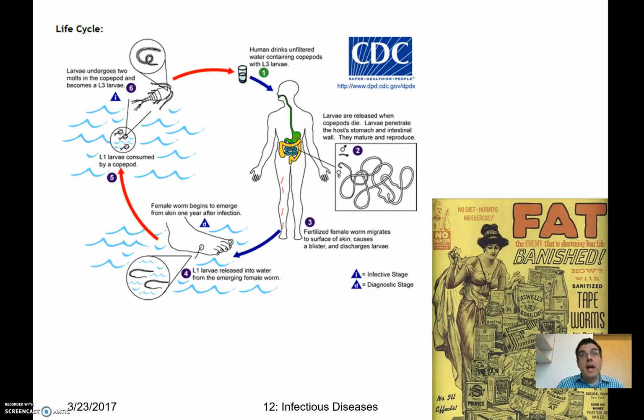Oftentimes they will have an environmental life cycle, and then they will cause infection in the human host. For example, with some of them, the larvae will infect copepods in the water source, and then individuals will drink contaminated water, which allows for the infectious stages within the human host. The eggs can leave through the digestive tract, or sometimes the worms will migrate to the skin surface and then be released into the environment through that.